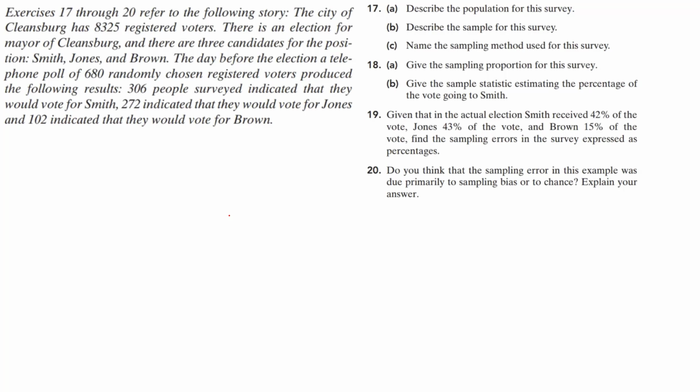Okay. 17. Describe the population for this survey. So remember, the population is who we are interested in, and (17A), the population is the registered voters of Cleansburg, right? Describe the sample for this survey. So 17B, what's our sample? The 680 randomly chosen registered voters.